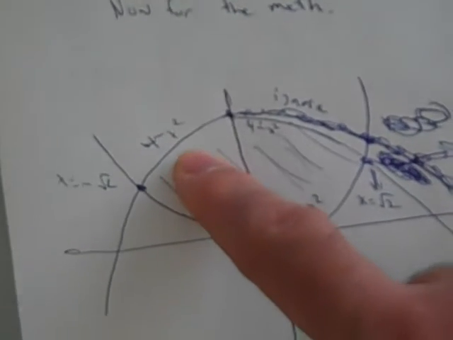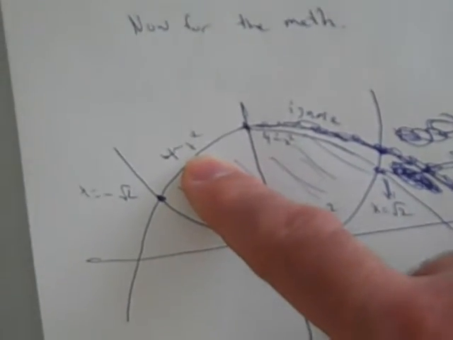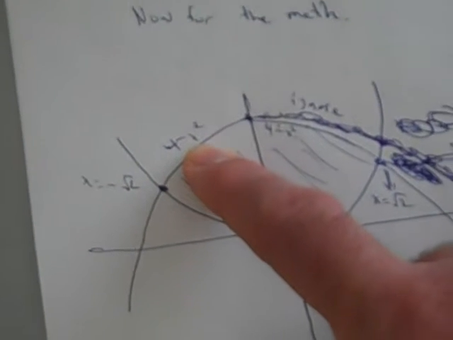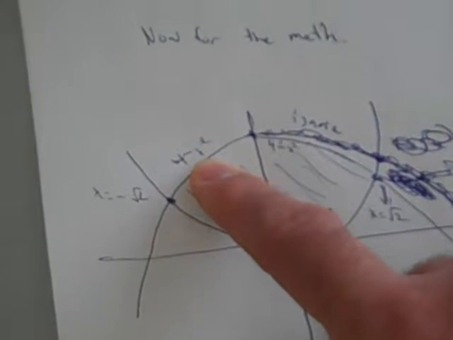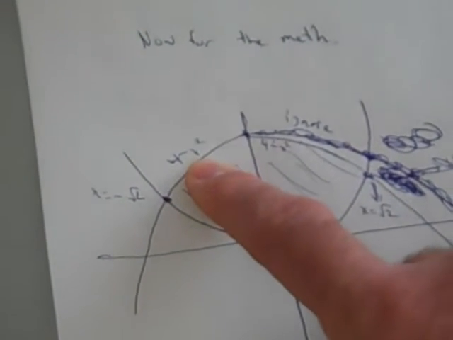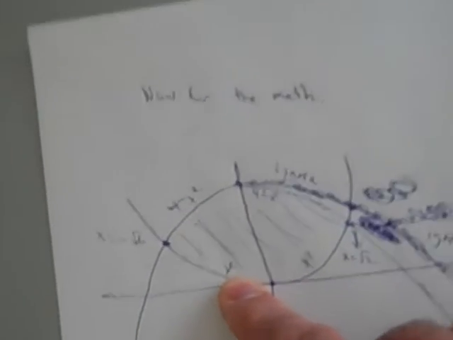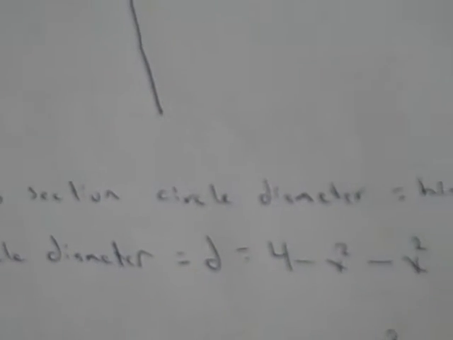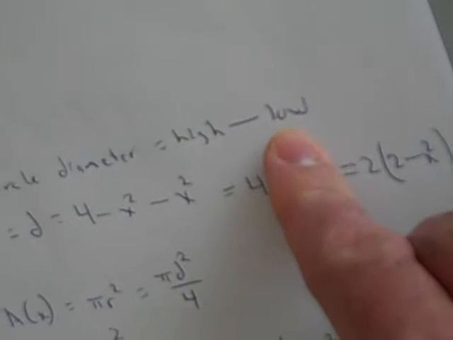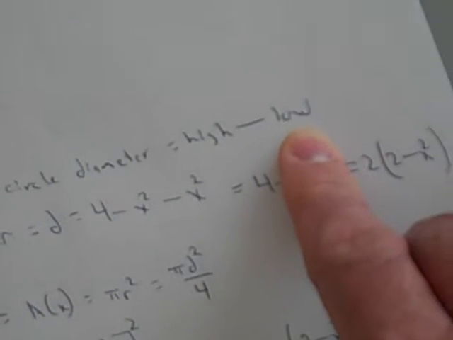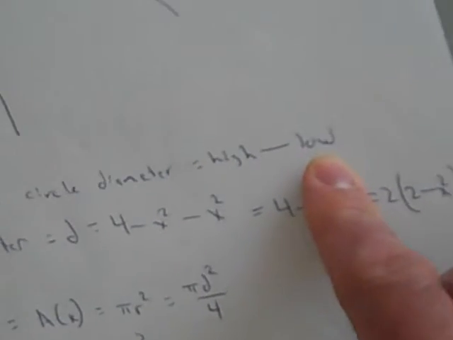Now, the diameter of these circles is going to be 4 minus x squared minus another x squared, because the diameter of these circles is the highest point minus the lowest point. When I say highest, I should be careful: it's highest relative to the y-axis. So 4 minus x squared, minus the lowest relative to the y-axis, which is just ordinary x squared. Cross-section circle diameter equals highest in y minus lowest in y. We're talking about the y direction, not the z there. I probably should have clarified that. So high minus low.